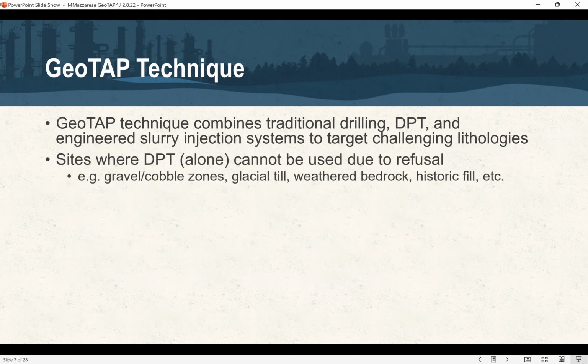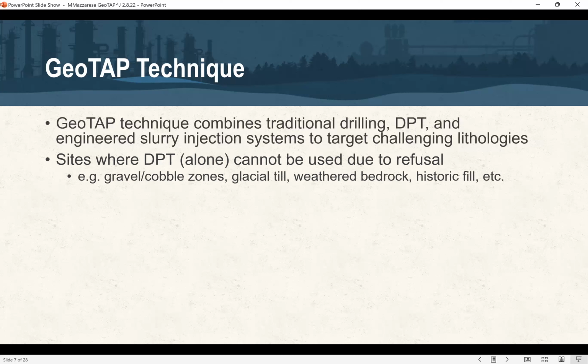So where do we use this? I'll show you a map of the US in a minute of the states where we've used this technique, and they vary quite a bit: gravels, cobbles, glacial till, weathered bedrock, fill, caliche. There's a whole list of sites where, these are the sites that are in the middle: you can't direct push by itself, and it's not competent enough to hold a packer.